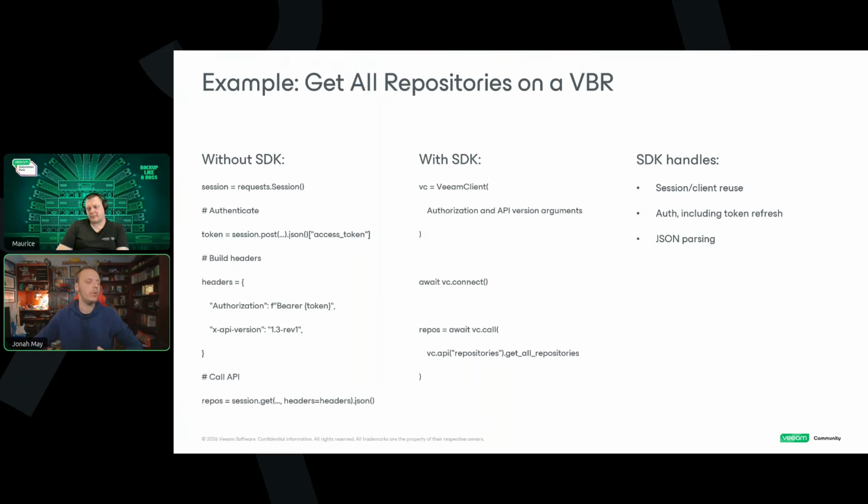It handles all the token refresh for your authentication for things like Backup and Replication that don't let you use an API key, for example, like Service Provider Console. And it does all that JSON to object work for you.